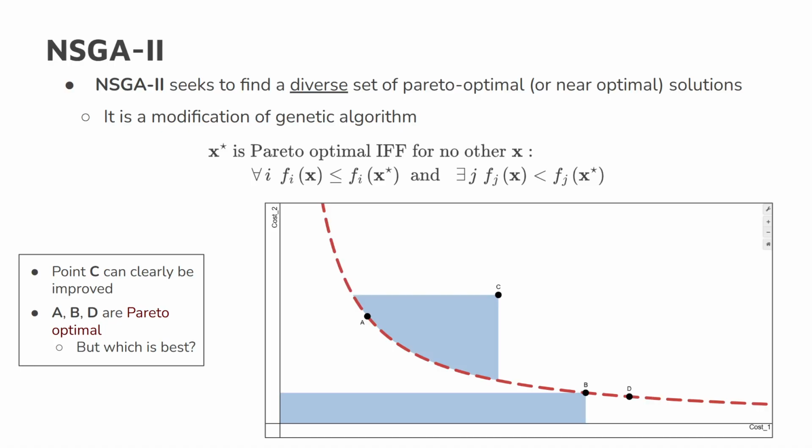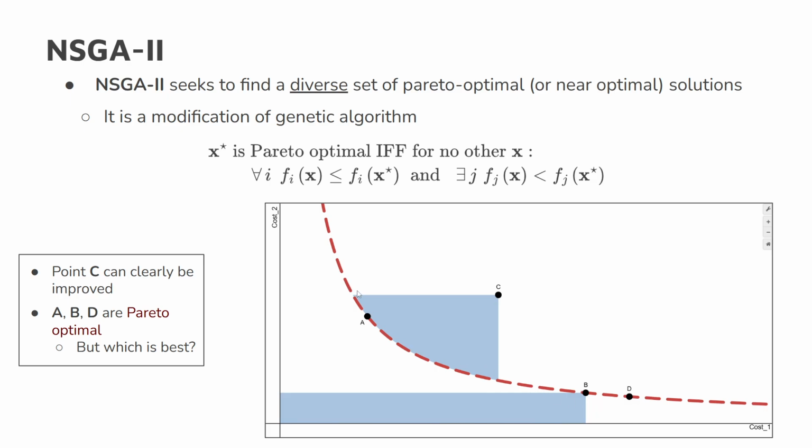So just a little background on NSGA2. This is a modification of genetic algorithm. It seeks to find a diverse set of Pareto optimal or near Pareto optimal solutions. So in this figure you can see the red line would be the Pareto front, and there are some solutions on it, A, B, and D.